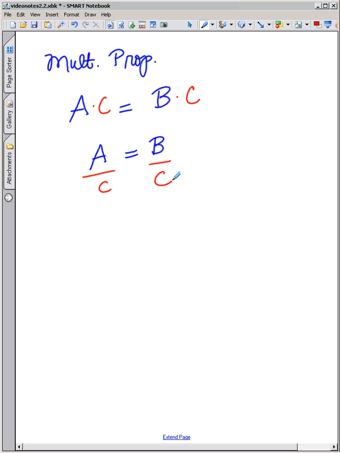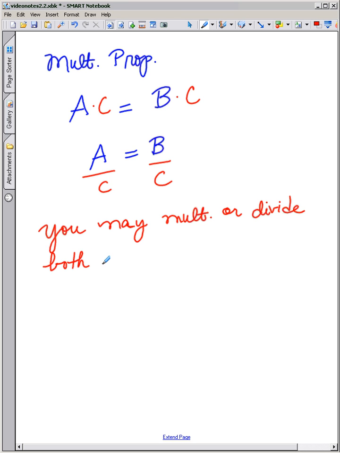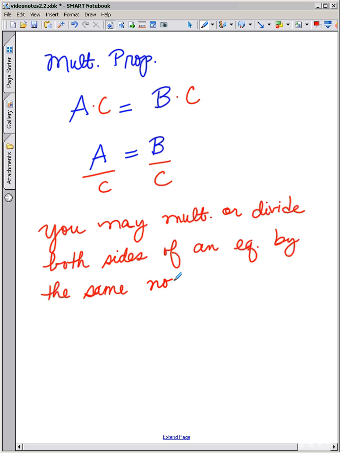So the multiplication property of equality says that you may multiply or divide both sides of an equation by the same non-zero number to produce an equivalent equation.